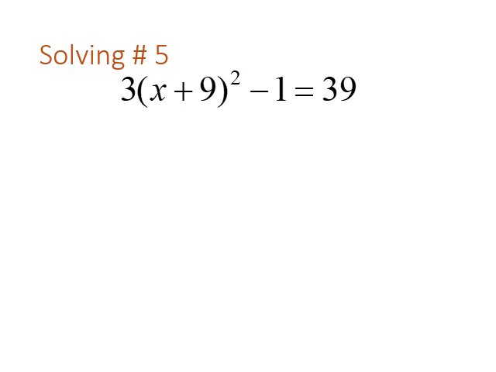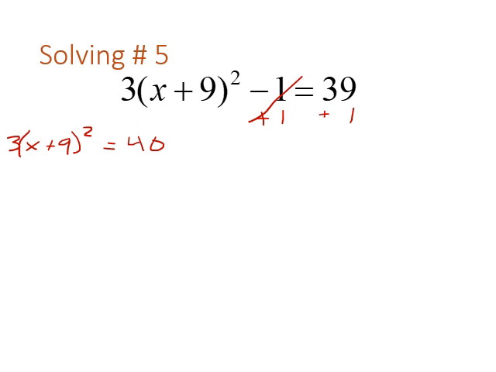Last example here. This one gets a little bit long, so if you're following along on your foldable sheets, make sure you write small. Okay, based on our inverse order of operations, the last one is subtract in PEMDAS, so I get rid of the subtraction first by adding 1. I am left with 3 times x plus 9 squared equals 40.